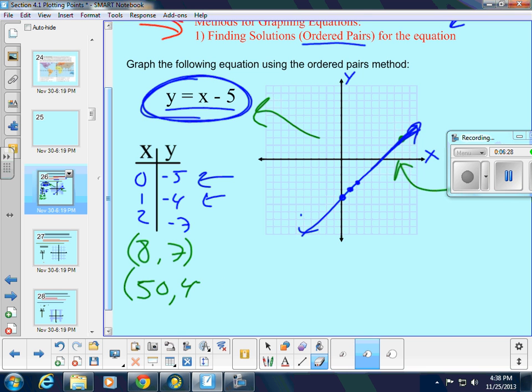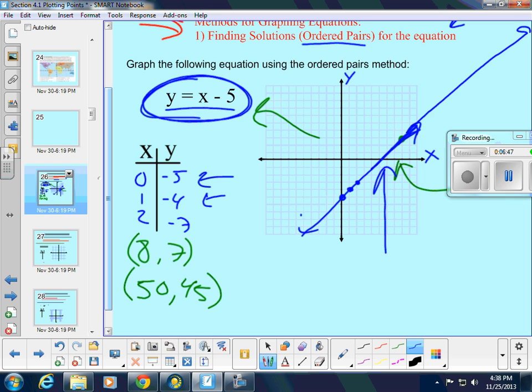I was thinking of another problem. I'll get it right. There we go. 50 minus 5 gives me 45. If I plotted that point way out, 50 to the right and 45 up, this line would still go through it at some point. If I kept going, at some point that point, 50, 45, would be on that line.